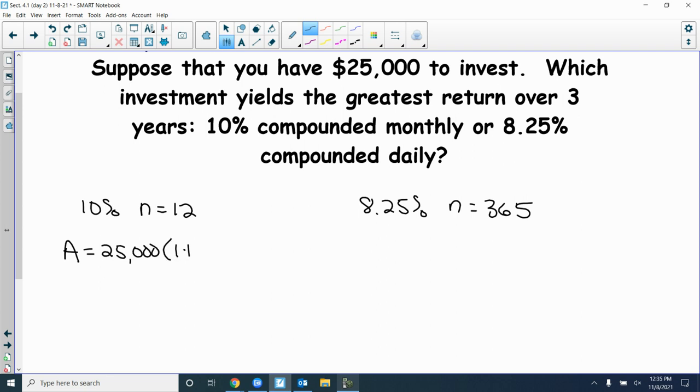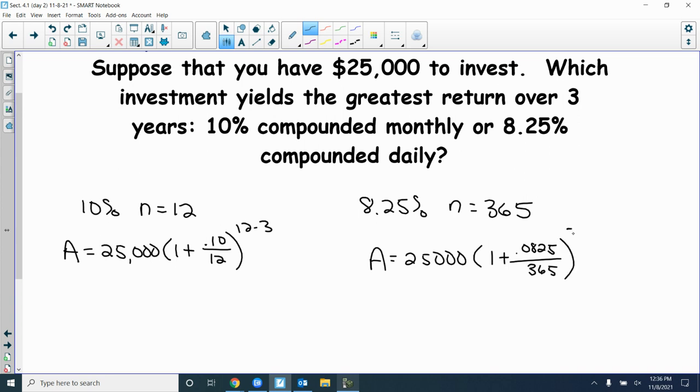times 1 plus 0.10 or just 0.1 divided by 12 to the 12 times 3 power. And I'm going to write out the other one as well. 25,000 times 1 plus 0.0825 divided by 365 to the 365 times 3 power. All right, figure out what each of them are to the nearest penny.